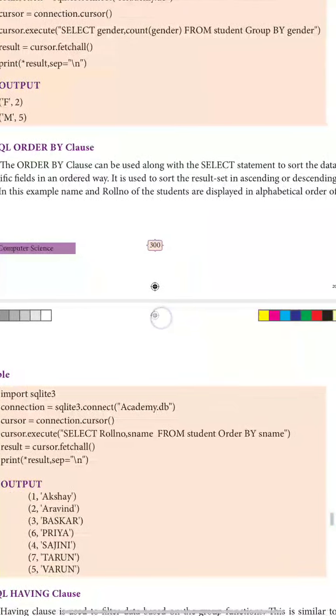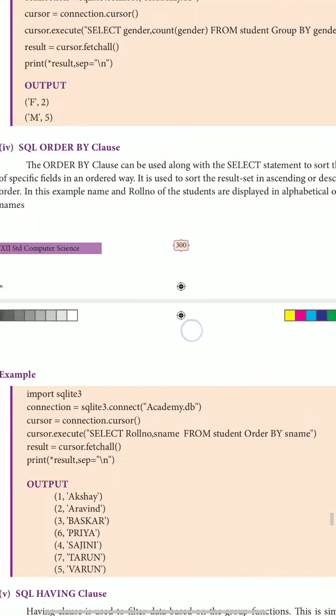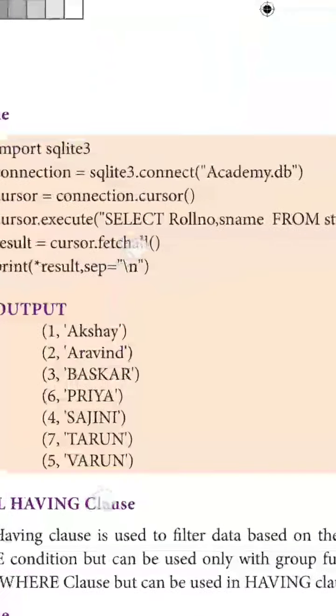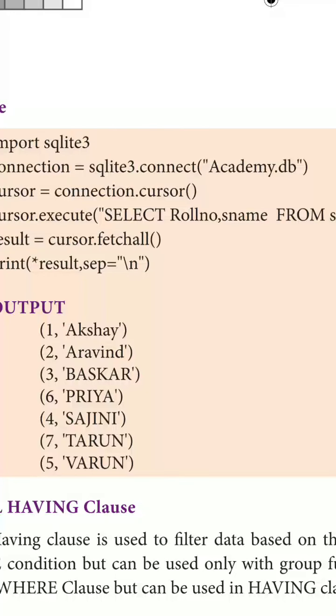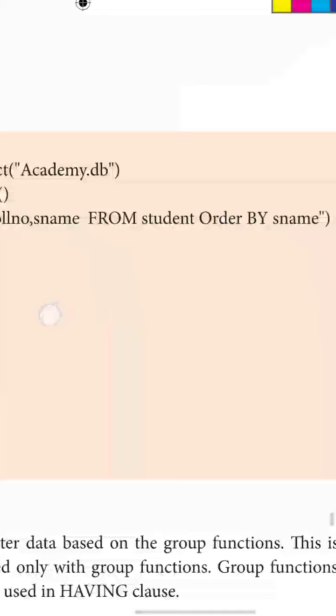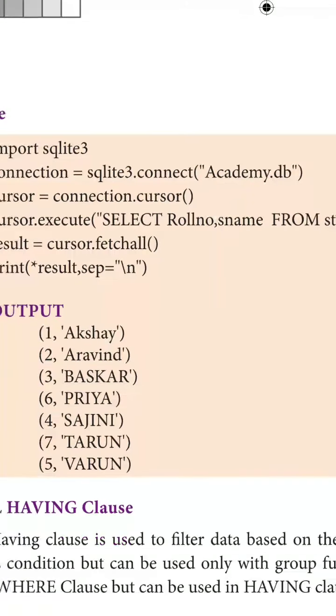In this example, name and roll number of the students are displayed in alphabetical order of the name. So here you can see that this is displayed using alphabetical order of the names. It is not displayed using the serial number, but it is displayed using the student name. Not serial number, it is S name, which means student name.